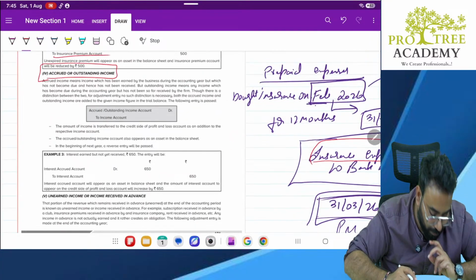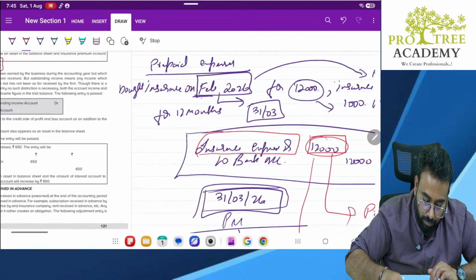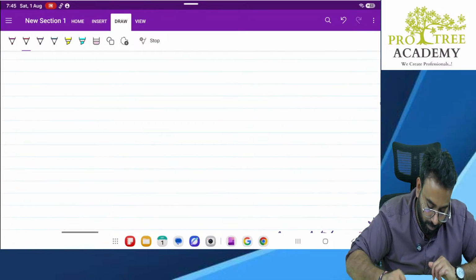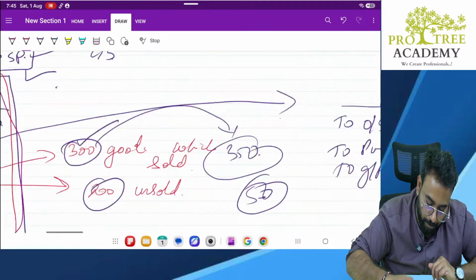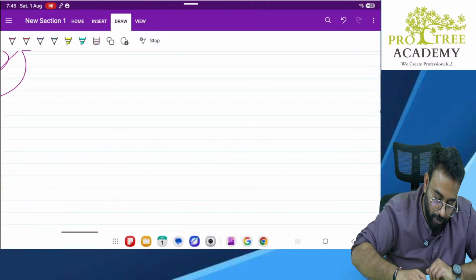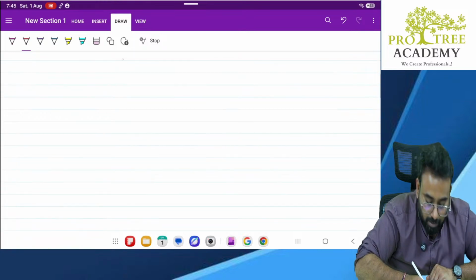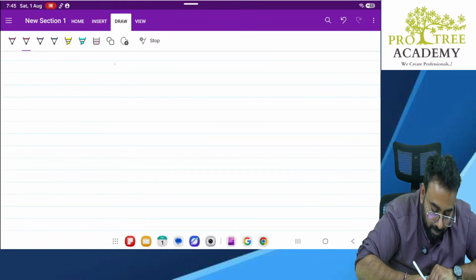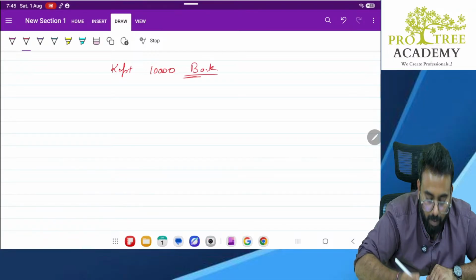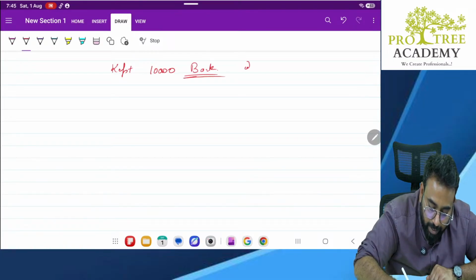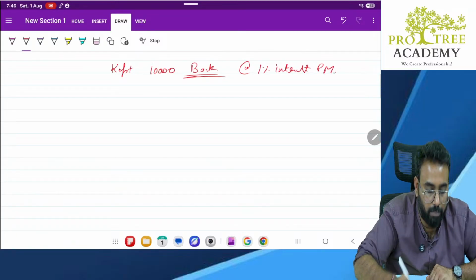Accrued or outstanding income. Now, I'll give you a classic example which usually happens with banks. Suppose you have kept 10,000 in the bank. And the bank is paying 1% interest per month.